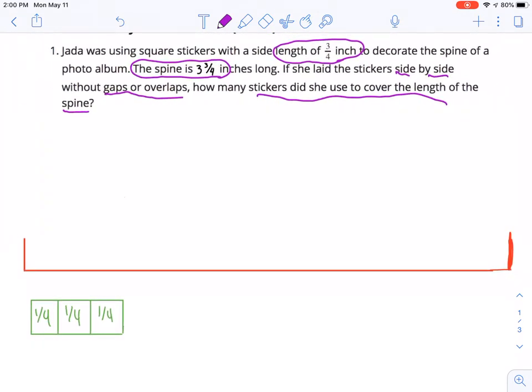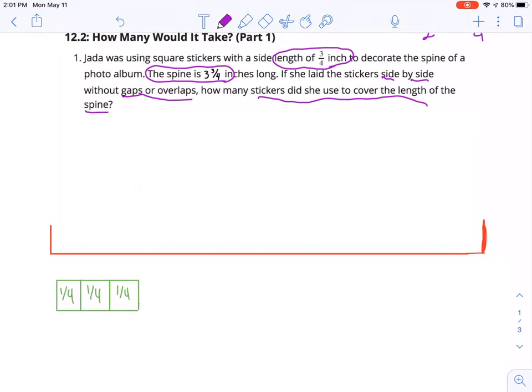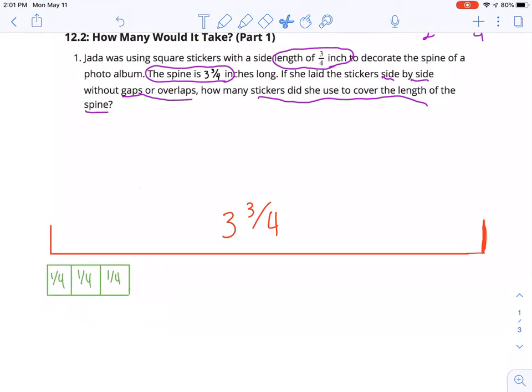So good. Right here we have the spine of our book, and we understand that it is 3 3/4 of an inch. Okay. And right here we have our sticky notes, and we understand that these sticky notes are exactly 3/4 of an inch. So we want to figure out how many of these 3/4 of an inch sticky notes we're going to need to cover the spine of the book. Okay, well, let's start to count them.